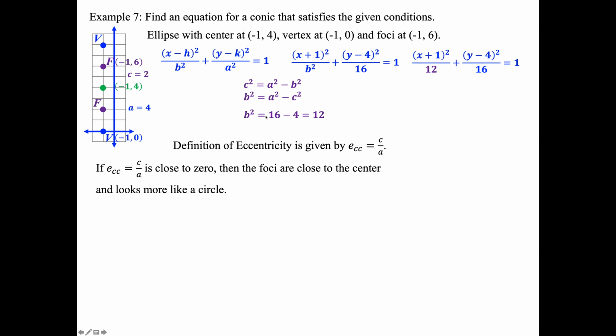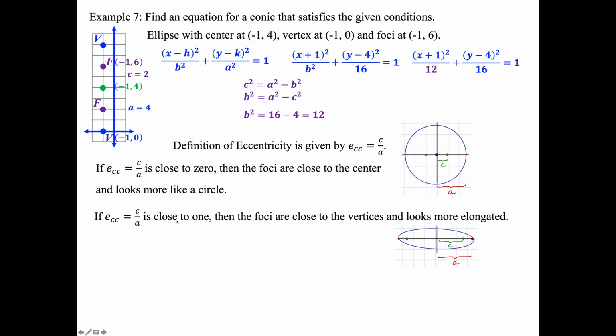Now, the definition of what we call eccentricity is given by e, and that's for the two c's right here, is c over a. So if your ratio of c over a is really close to 0, then your foci are closer to the center of the ellipse and it looks more like a circle. If my c over a is closer to the value of 1, then the foci are closer to the vertices and it looks more elongated. We stretched it more.